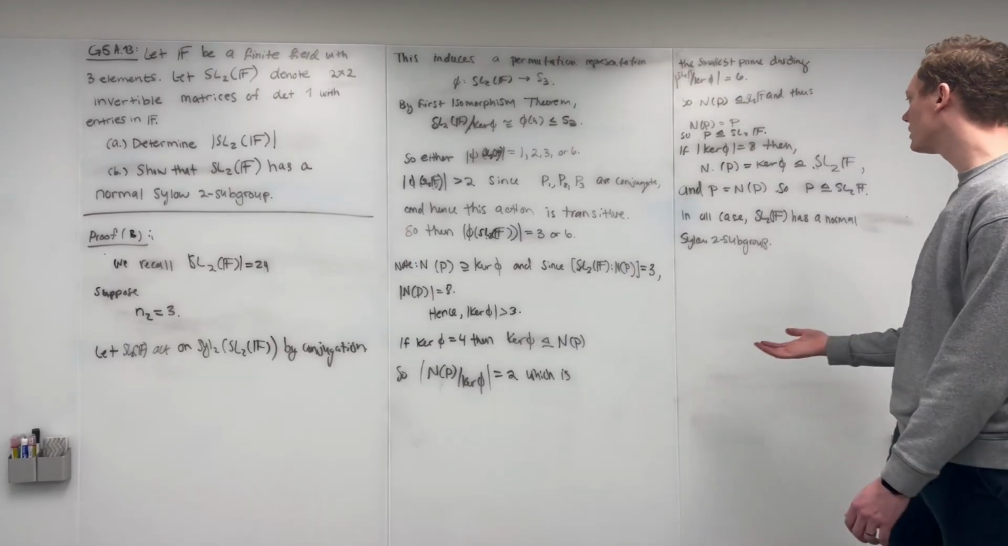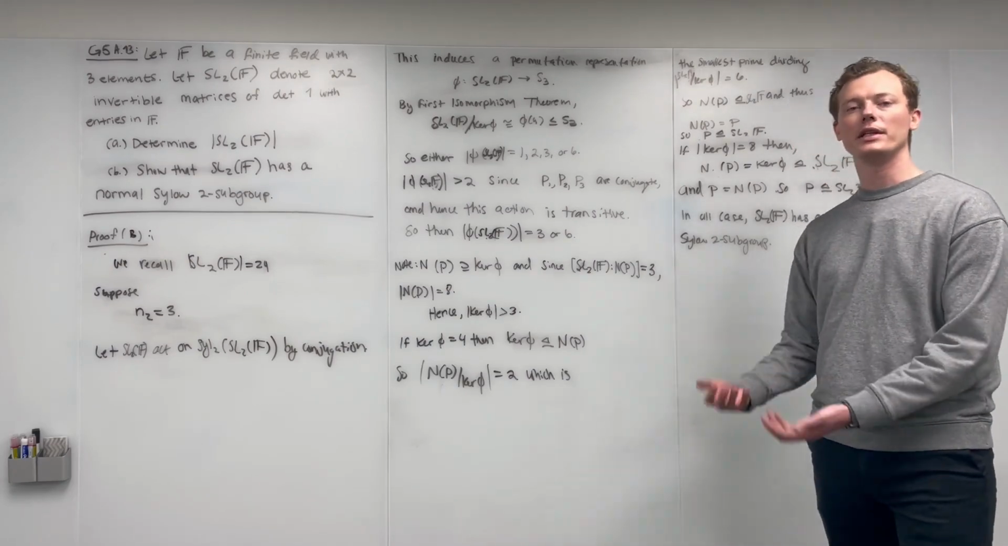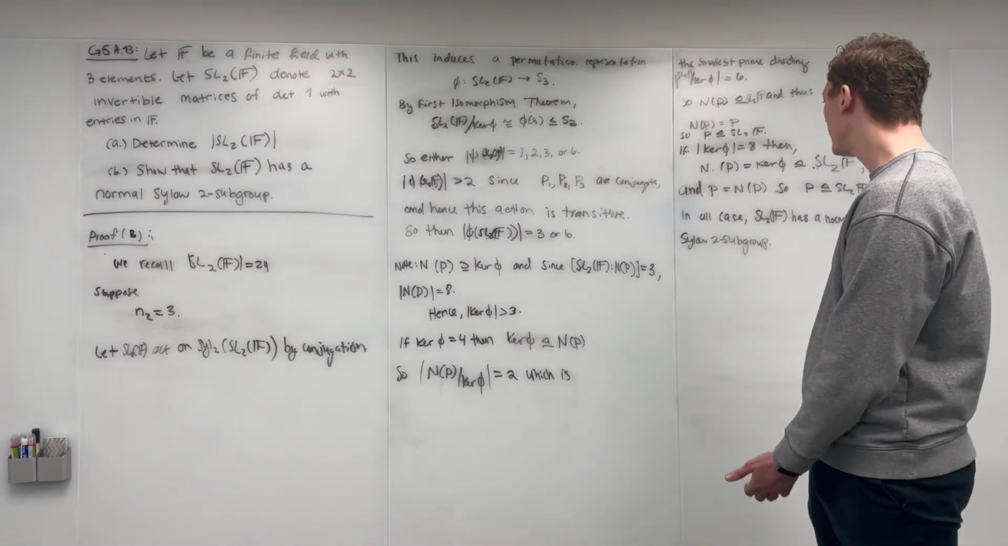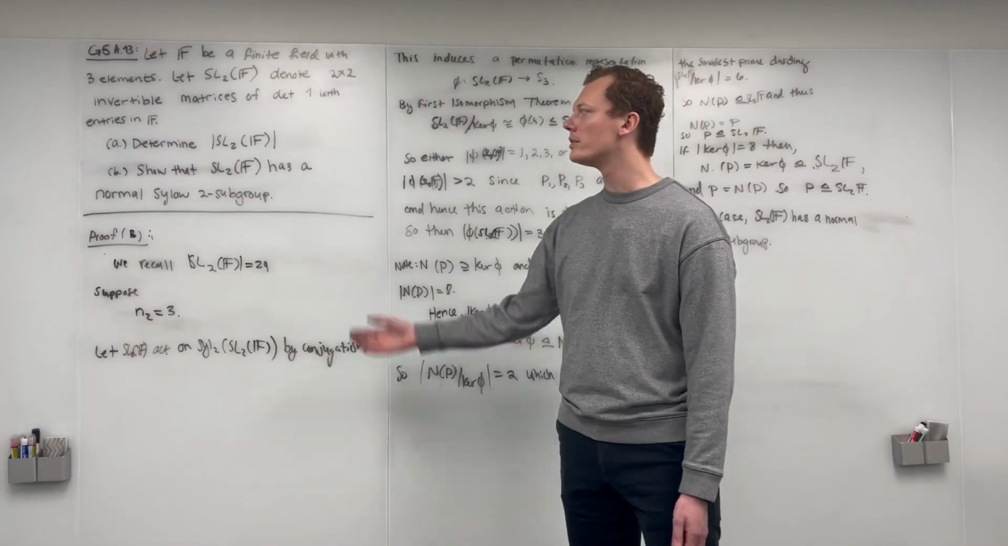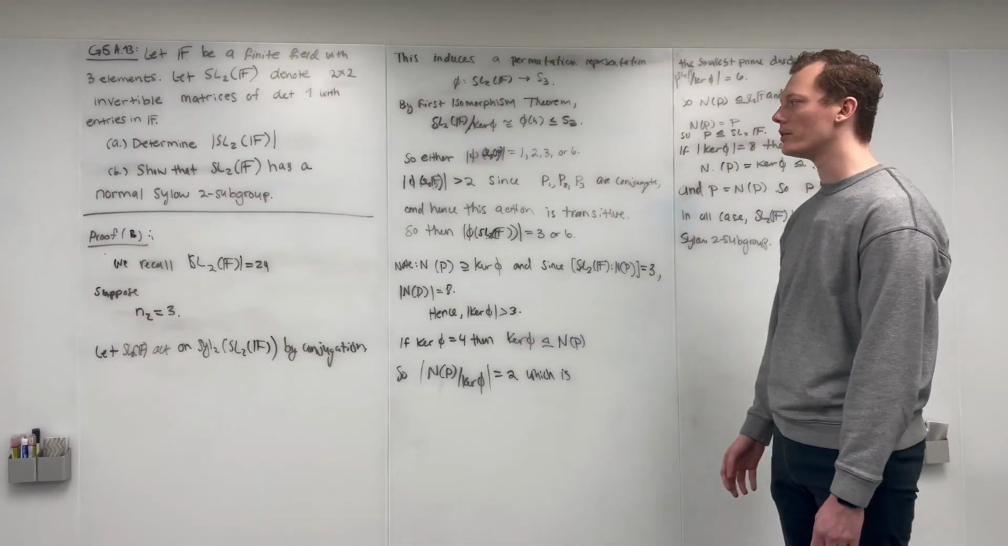So in all cases, we have that the Sylow 2 subgroup is normal inside of SL2F. And so hence, we've shown that SL2F has a normal Sylow 2 subgroup.